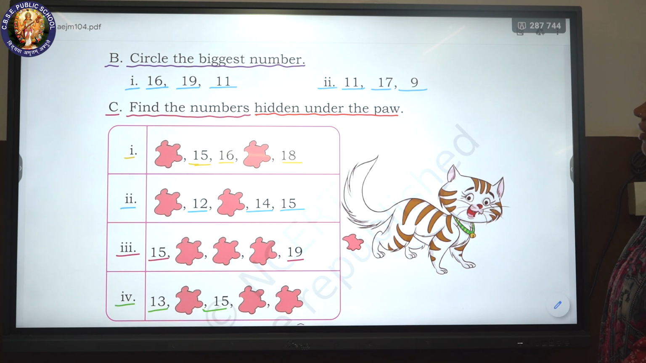C. Find the numbers hidden under the paw. 1, blank, 15, 16, blank, 18, 2, blank, 12, blank, 14, 15, 3, 15, blank, blank, blank, 19, 4, 13, blank, 15, blank, blank, blank.